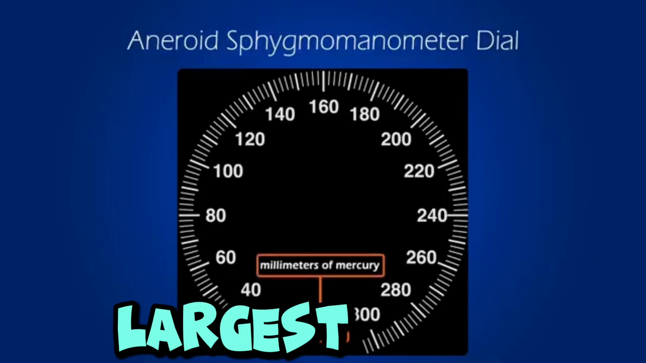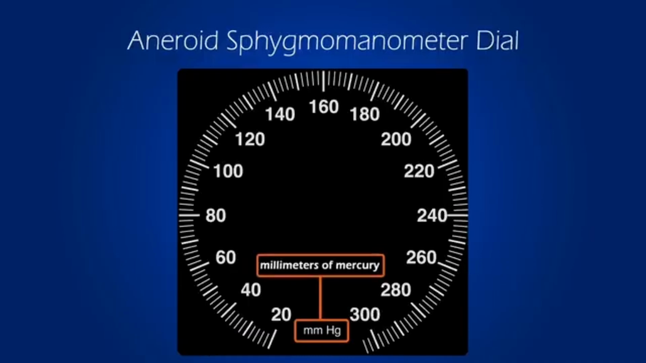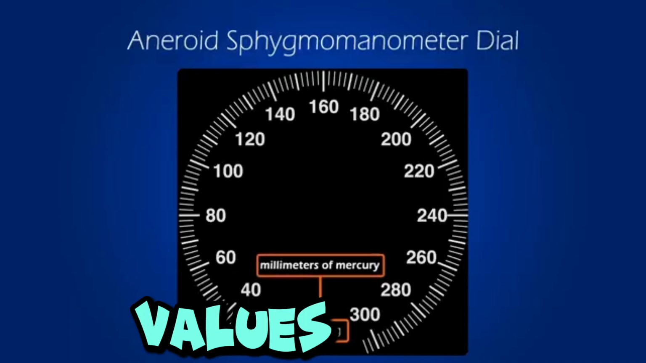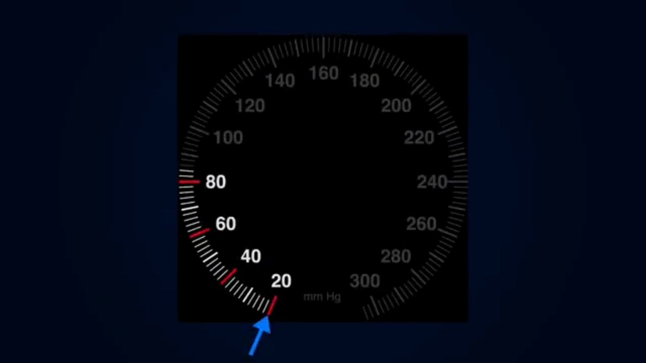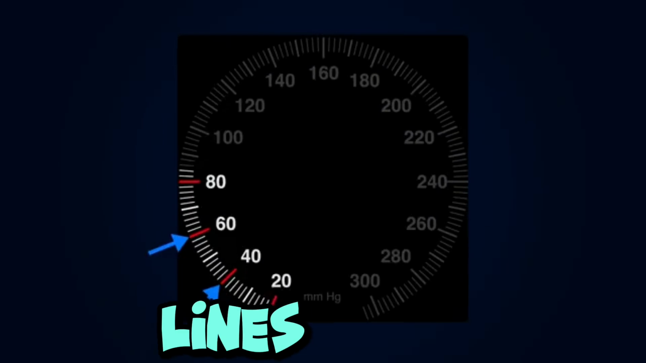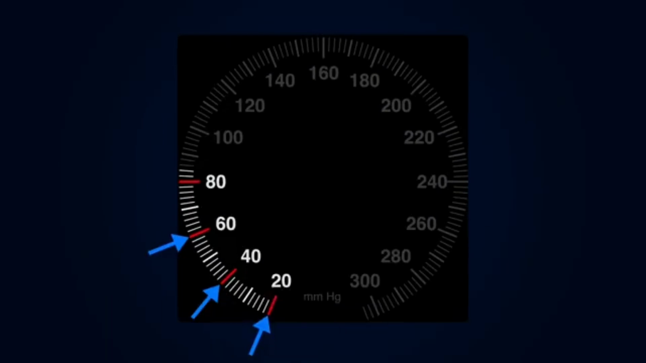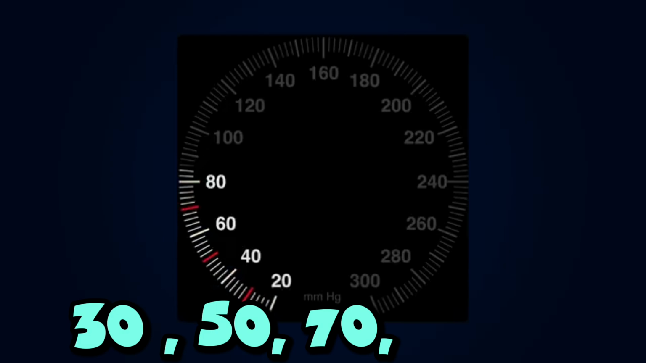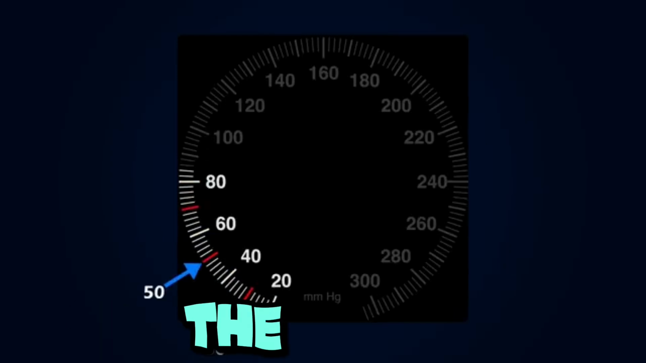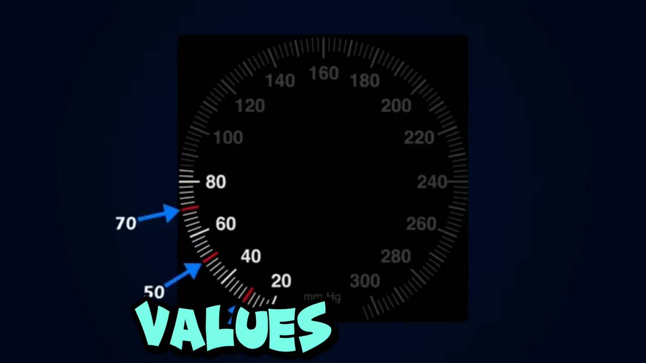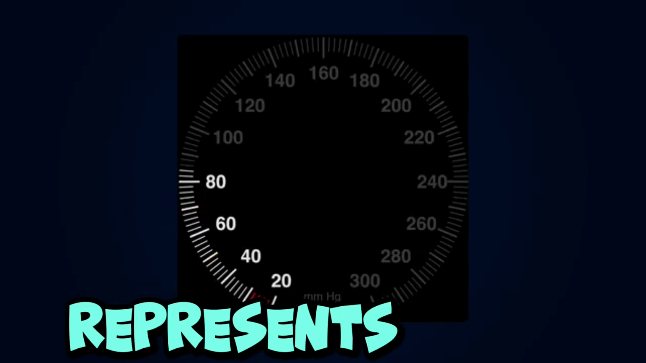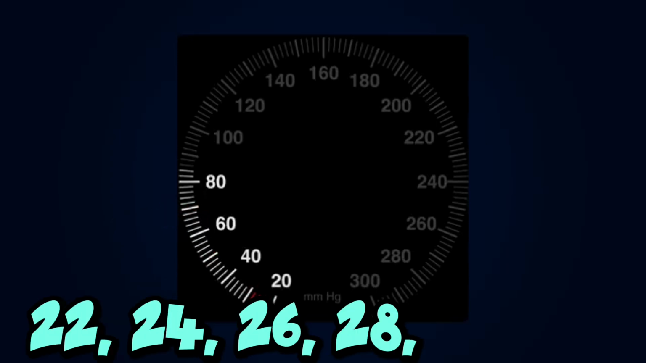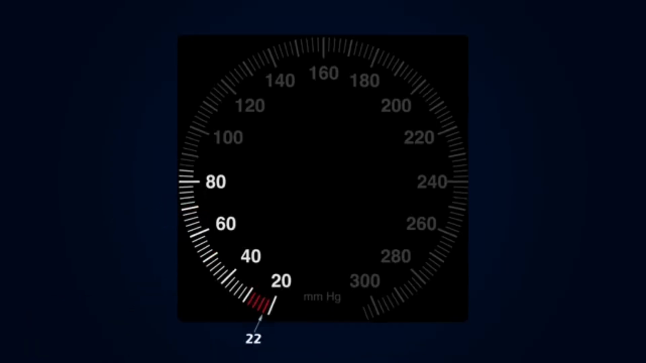The largest lines represent values of 20. This is 20, this is 40, 60, and so on. The medium lines represent values of 10. This is 30, 50, 70, and so on. The smallest lines represent values of 2, so this line represents 22, 24, 26, 28, and so on.